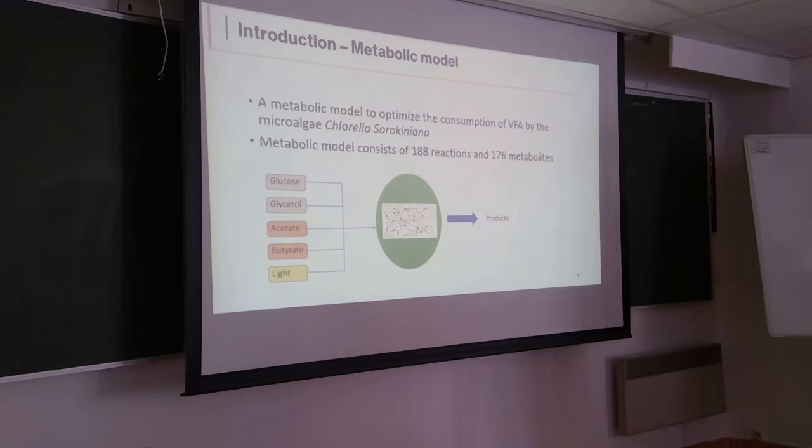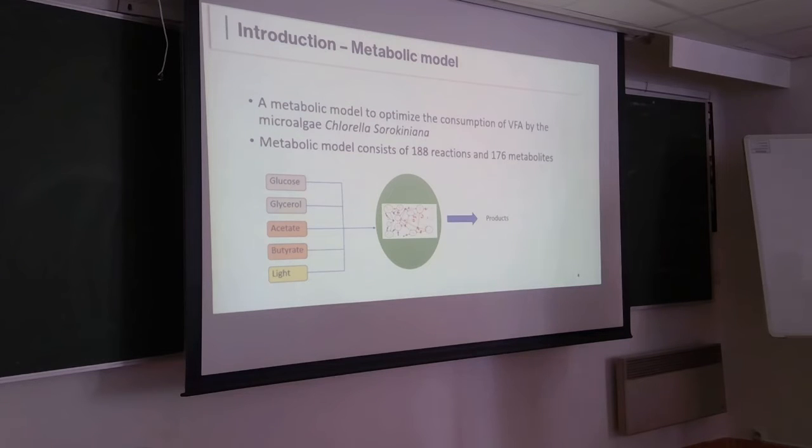So here we're going to work with a metabolic model for Chlorella sorokiniana. And we are going to use four substrates together with light. We have the acetate and butyrate, which are coming from dark fermentation, and the glucose and glycerol that we're going to add, so the microalgae can grow faster.